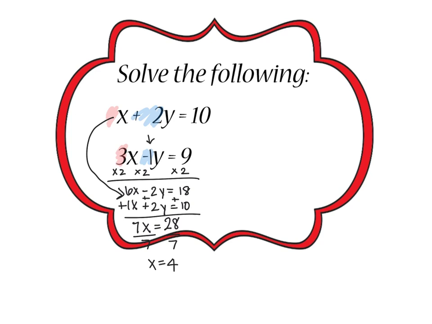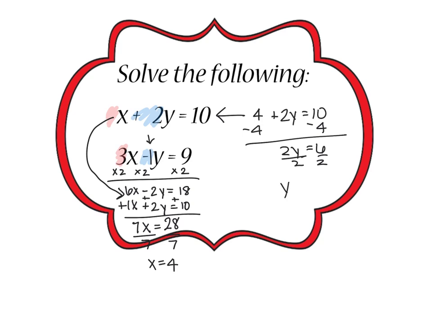And I'm going to take that and plug it back in. I'm just going to plug into the top. So I have 4 plus 2y equals 10. I subtract 4 from both sides. I get 2y equals 6. And when I divide, I get that y is 3. So my ordered pair is 4, 3.